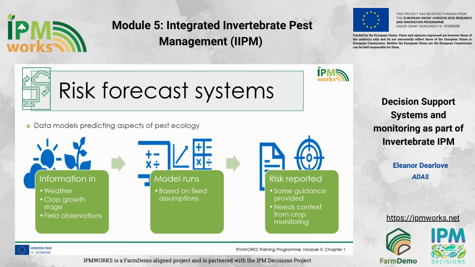Risk forecast systems normally report a level of risk on a specific event occurring, such as the emergence of a pest from a given life stage or a migration event. Some systems also provide guidance or suggested management action, but these outputs should always be interpreted and applied in the context of information available in your crop. Use of monitoring techniques is highly recommended alongside the use of risk forecast systems.